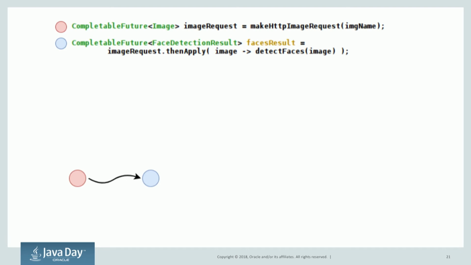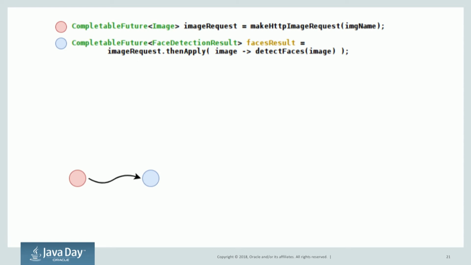Then there's this method here. Can you see my mouse pointer? thenApply. So we have the image request, then apply this bit of code, and that returns a new CompletableFuture. What's going to happen here is that when this future has its result in it, we apply this lambda and we get back another future. And because we've gone from fetching a picture to detecting faces in the picture, we've now got a CompletableFuture of type FaceDetectionResult.